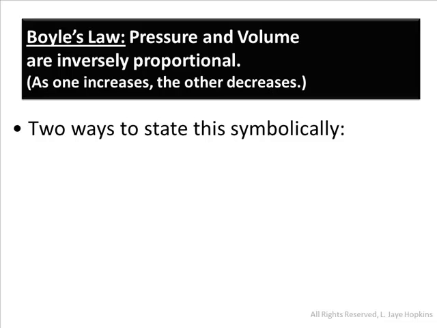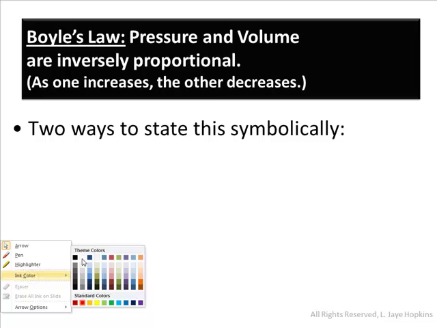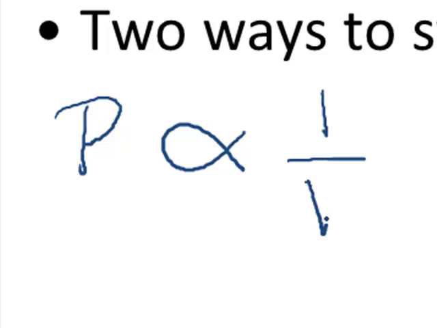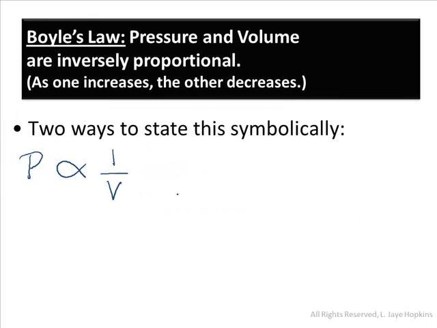You can also state this symbolically. Some people prefer to use the symbol for the word proportional, which looks, honestly, a little bit like a fish. We know that pressure and volume are inversely proportional, so to show that symbolically, we'd write that pressure is proportional to the inverse of volume. So that's another way that Boyle's law can be stated. However, it's not terribly useful because A, it's not in plain English, so it doesn't make sense to some people, and B, it doesn't do anything to help us solve this mathematically.